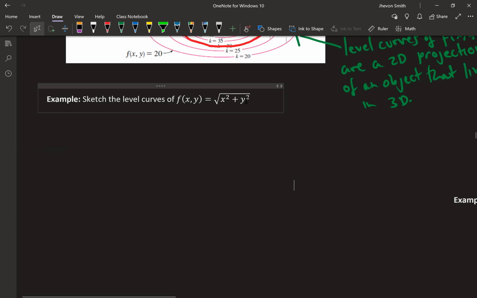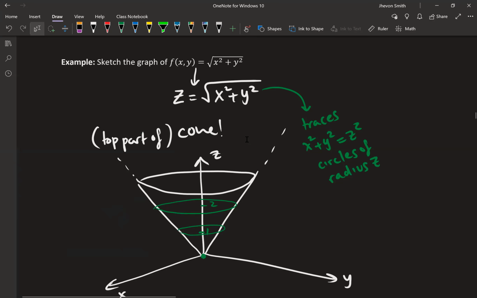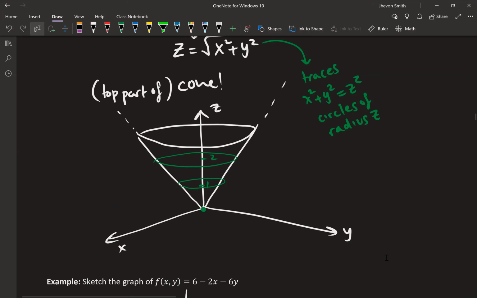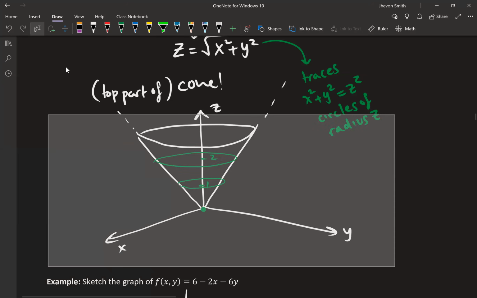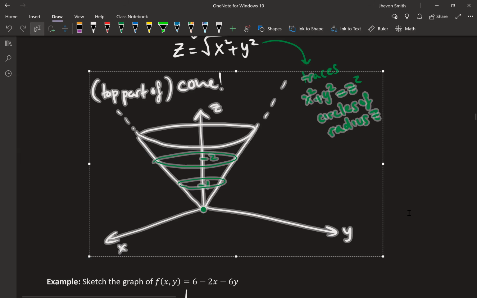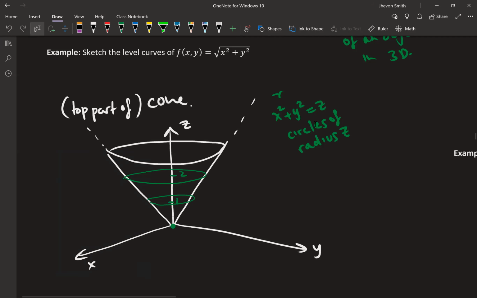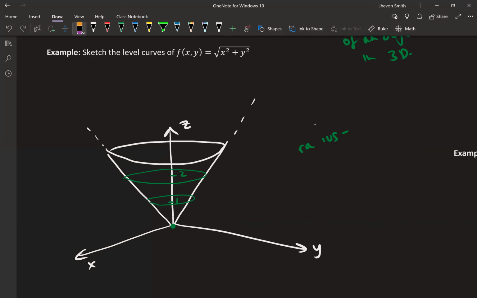So for example, the level curves of this guy, this is a guy that we sketched earlier, the same guy. So what would be the level curves of this guy?